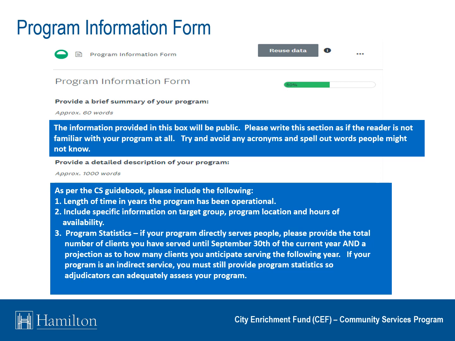3. Program statistics. If your program directly serves people, please provide the total number of clients you have served until September 30th of the current year, and a projection as to how many clients you anticipate serving the following year. If your program is an indirect service, you must still provide program statistics so adjudicators can adequately assess your program.